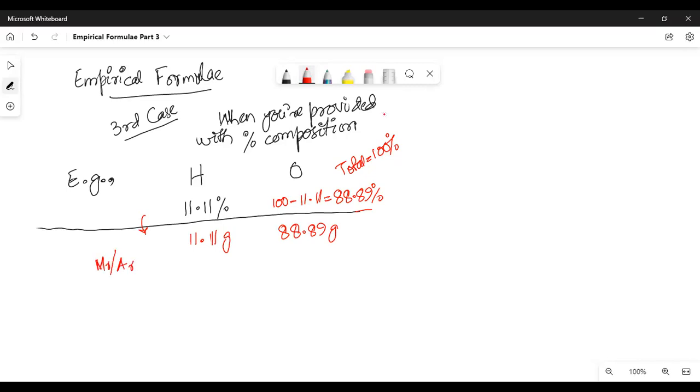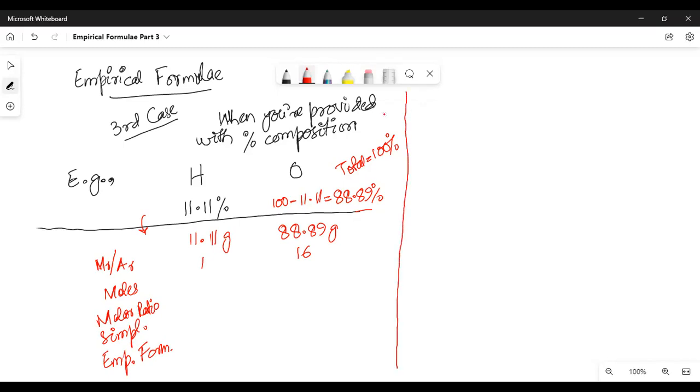MR, AR, where hydrogen is 1 and oxygen is 16, then mole, then molar ratio, right? And then simplification, if that step is required. This step is not a must, but you can do this step if you're not getting whole numbers even after the mole ratio step. So go ahead, solve the rest of it. And I'm pretty sure that you would be able to come up with the right answer, the right empirical formula.